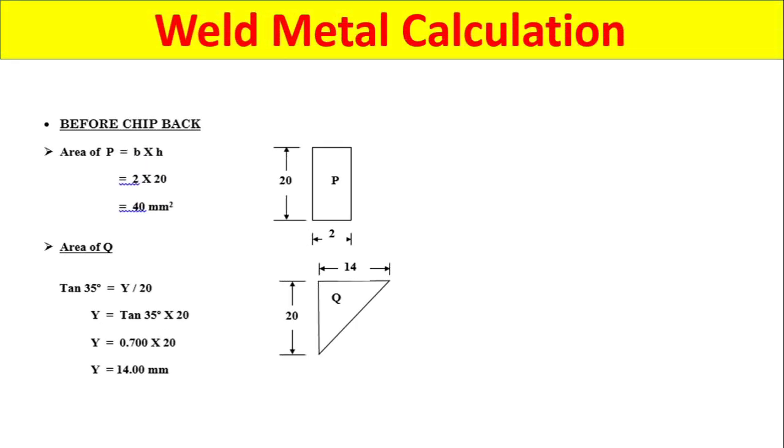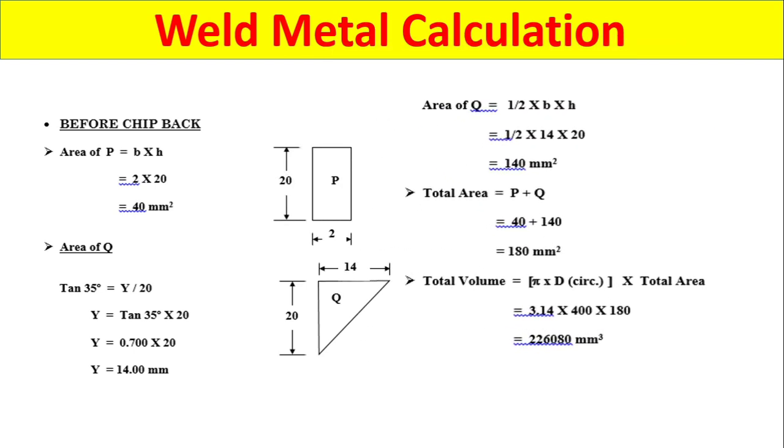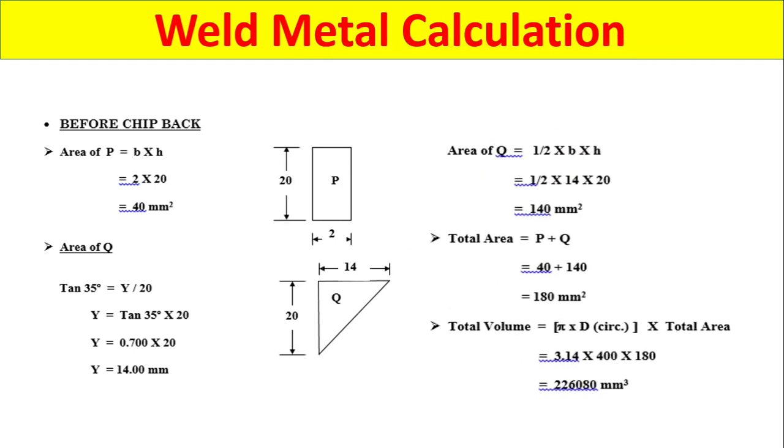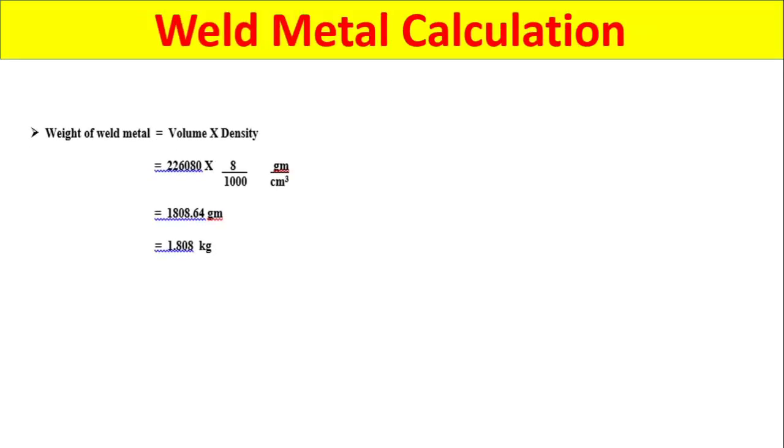You can see area of P. This is the same formula, and area of Q. This is also 1035 into 20. Then you can understand how it is coming. Y equal to 14 mm. So area of Q, total area, total volume. After that you can get the weight. Weight equals volume into density.